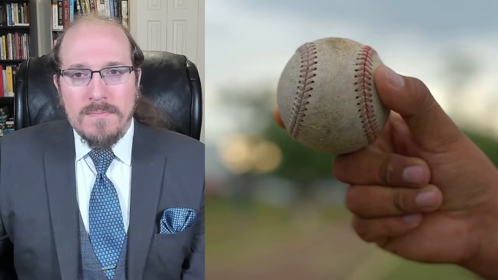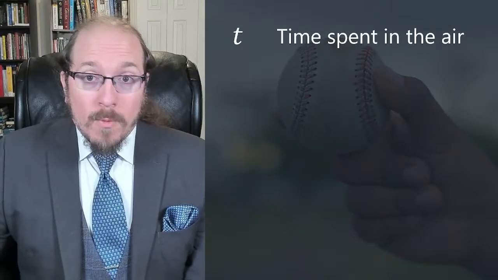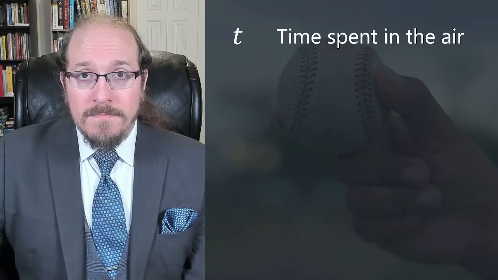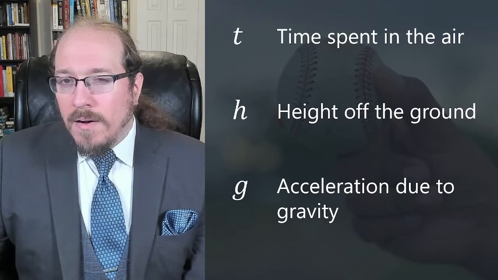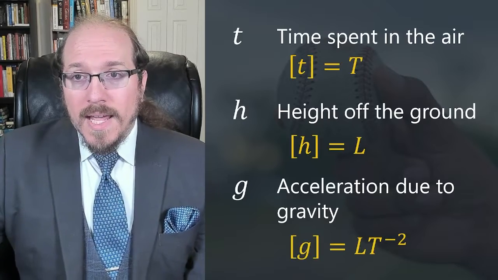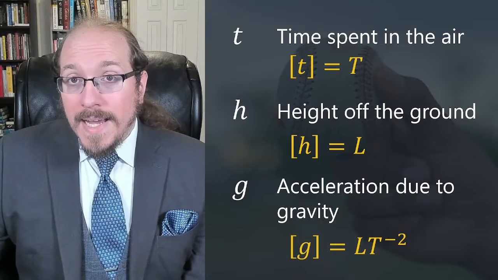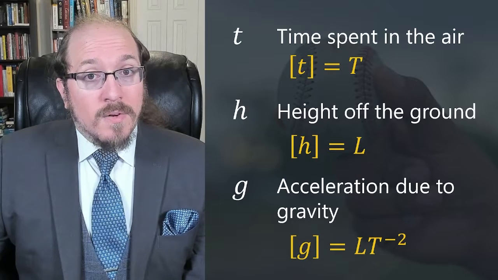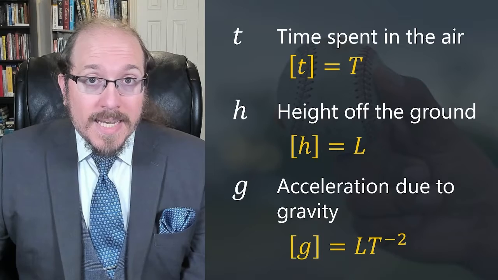Okay, let's look at our ball. We'll start by identifying some different quantities of interest. We want to know how long the ball will be in the air. So we might ask, what does that depend on? Well, it certainly depends on how high the ball is off the ground, and it also depends on acceleration due to gravity. Looking at the dimensions of each, time is just time, no surprises there, and height is just length in the vertical direction. And as we said earlier, acceleration has dimensions of length per time squared, or LT to the negative 2.